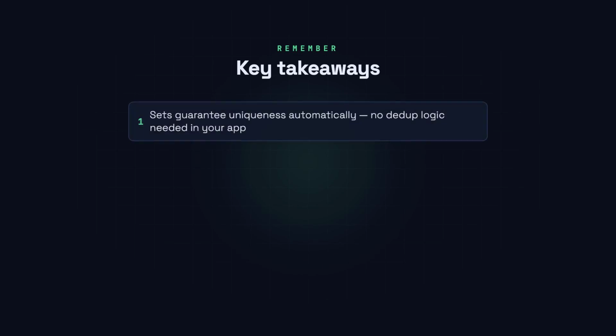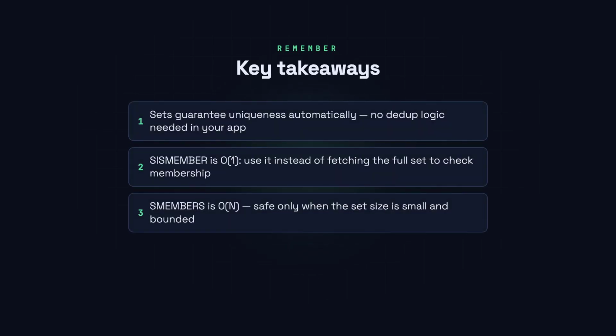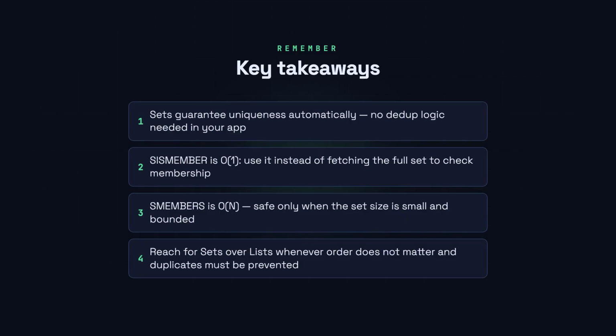Remember, sets give you uniqueness and O(1) membership checks for free. The one trap is SMEMBERS on a large set. Always ask whether the set is bounded before calling it in a hot path.